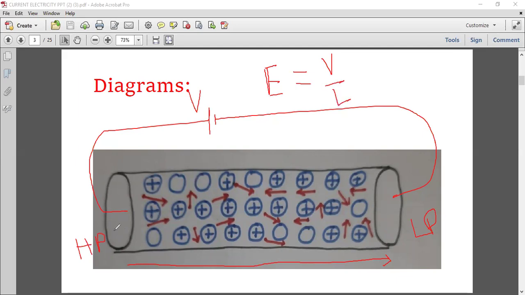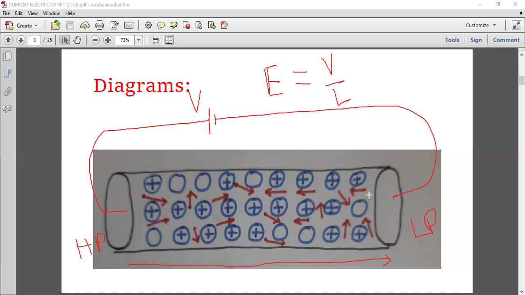It's clear. If the length of the conductor is capital L and the potential difference applied across the ends is capital V, then what will be the electric field? It will be this. Now, what will be the direction of the electric field? It is from high potential to low potential.